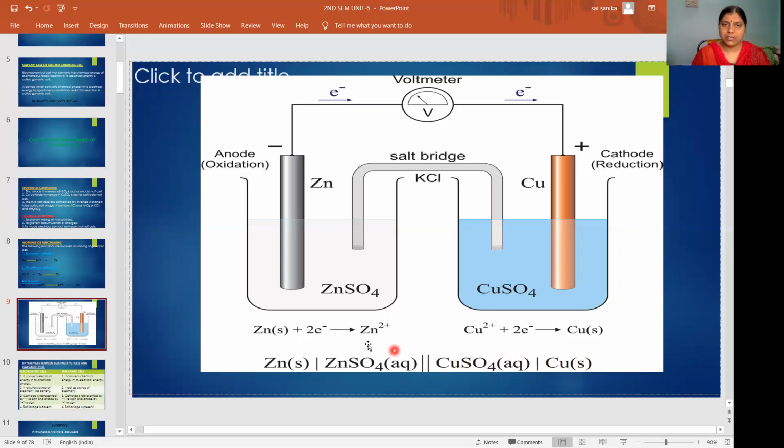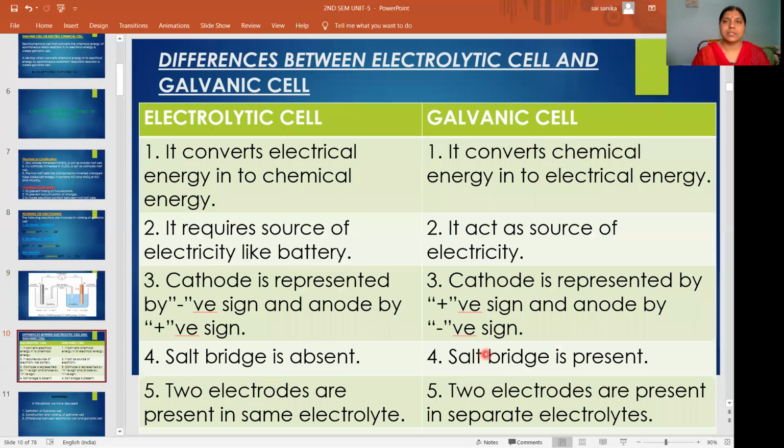This is the electrode, this is the electrolytic solution. This is the electrolytic solution, this is the electrode. Okay, this is about construction and working of galvanic cell. We discussed in the last class. Next, what we discussed: differences.